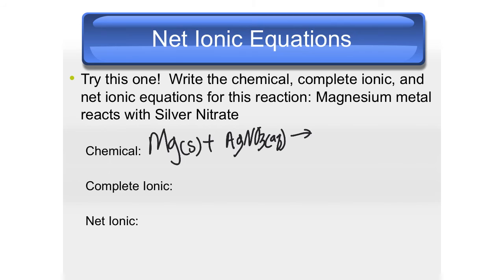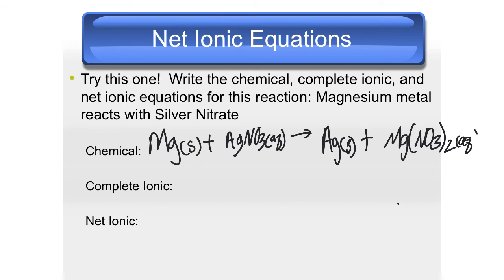So when we have a single replacement reaction, the one by itself, if it's a metal, replaces the other metal. Magnesium is higher on your activity series chart, so this would happen. So silver gets dumped. Silver gets dumped. And then we end up with magnesium nitrate. And that's going to be AQ.